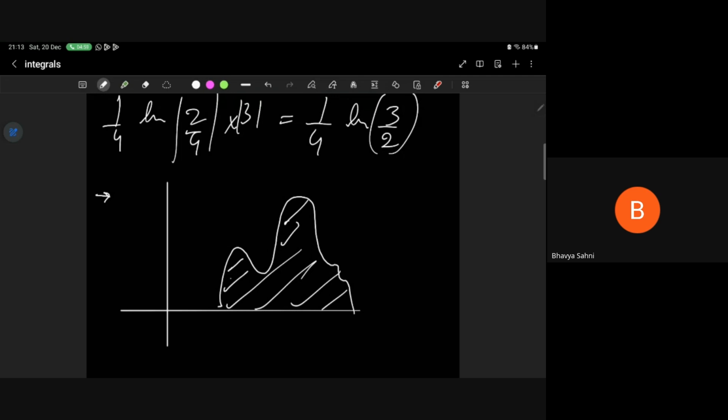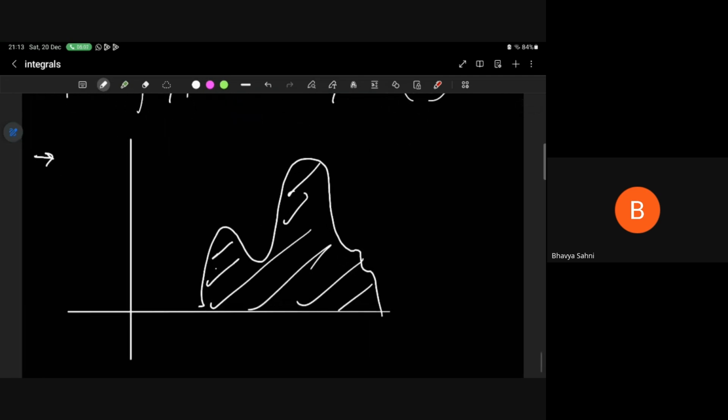You generally follow this if you're not able to do something. We know the lower limit, right? So this would be the lower limit, let's say it is A, and this is the upper limit, let's say it to be B, correct?